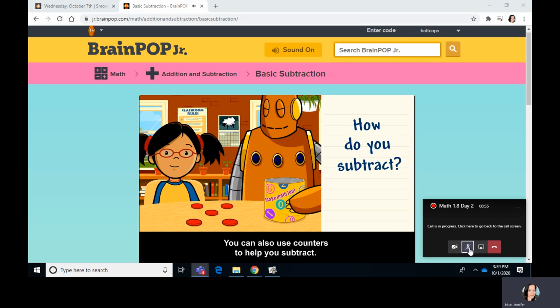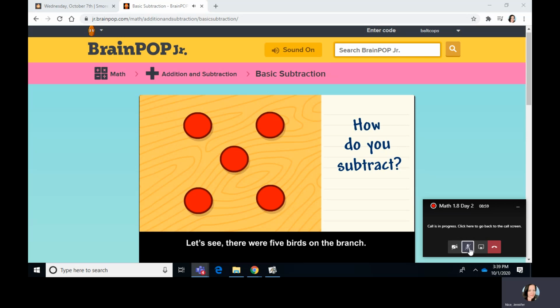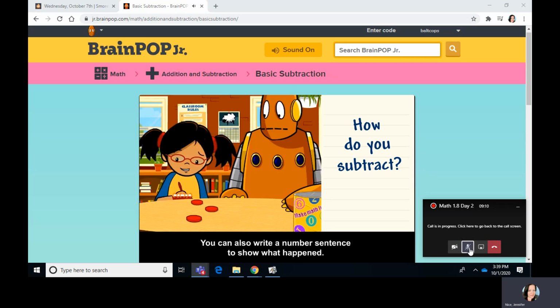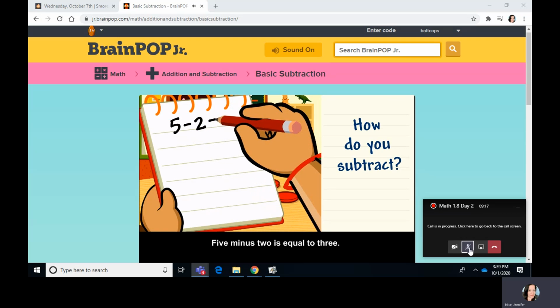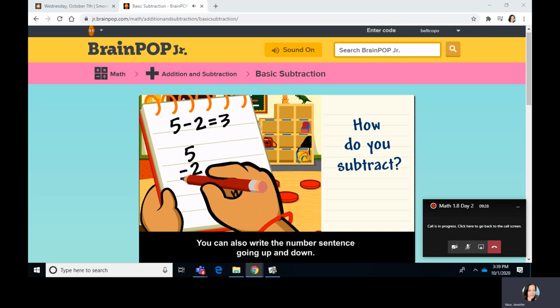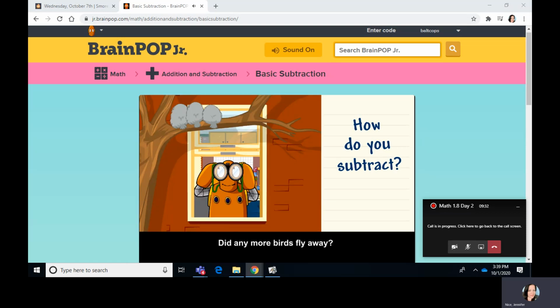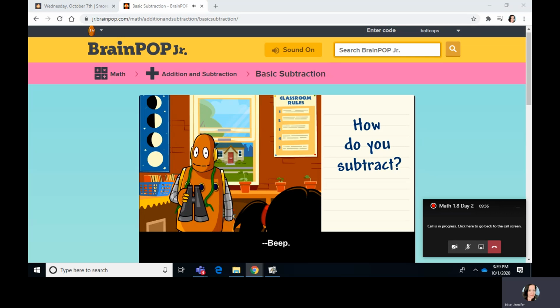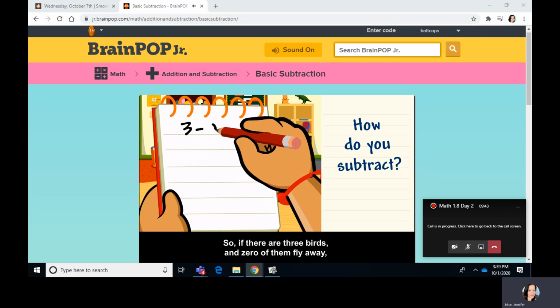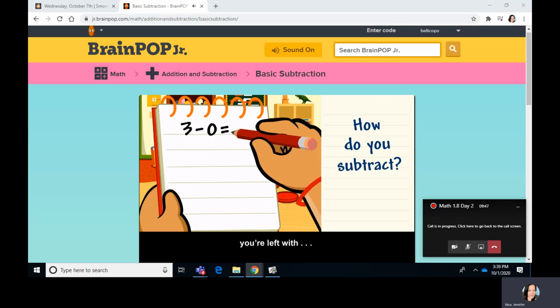You can also use counters to help you subtract. Let's see. There were 5 birds on the branch. 2 birds flew away. So there are 1, 2, 3 birds left. You can also write a number sentence to show what happened. 5 minus 2 is equal to 3. This is the minus sign, and it tells you to subtract. You can also write the number sentence going up and down. Did any more birds fly away? So, if there are 3 birds and 0 of them fly away, you're left with 3 birds.